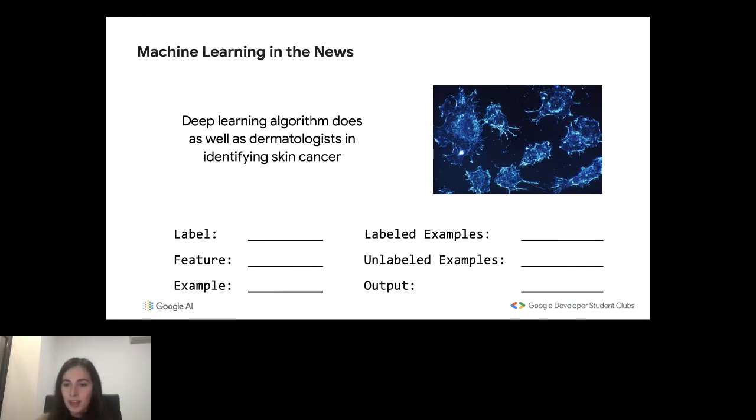Okay, I see Samuel is saying already the labels are malignant carcinomas and malignant melanoma. Okay, correct. Anyone else want to try to guess some of the features? Or even go ahead and say something you think might be a good feature.